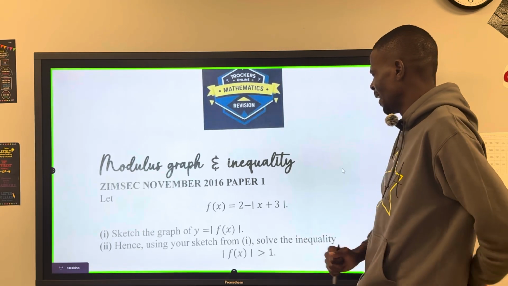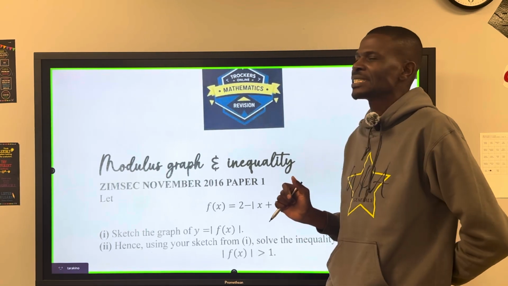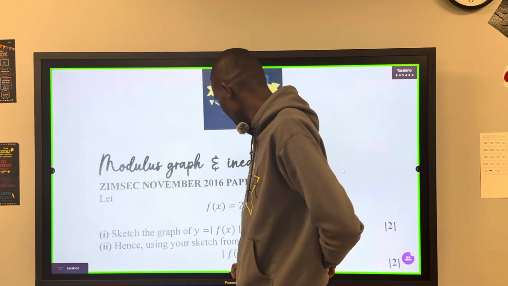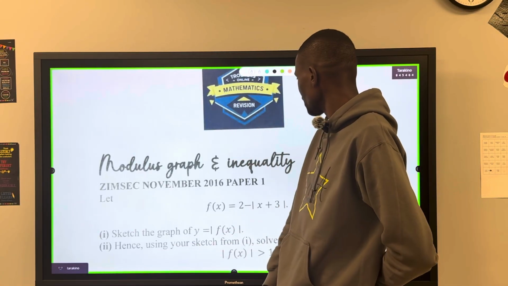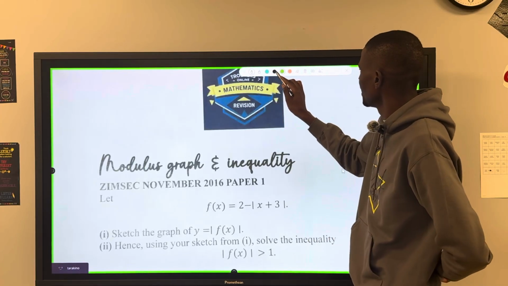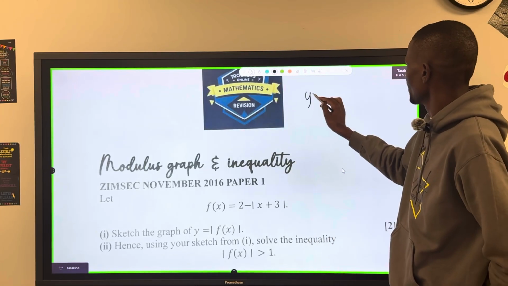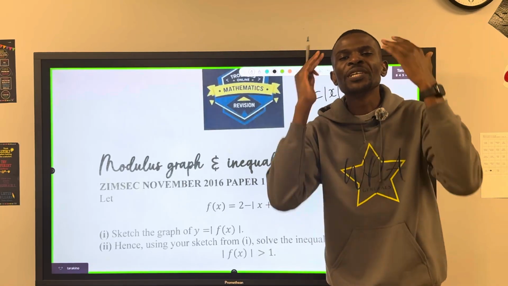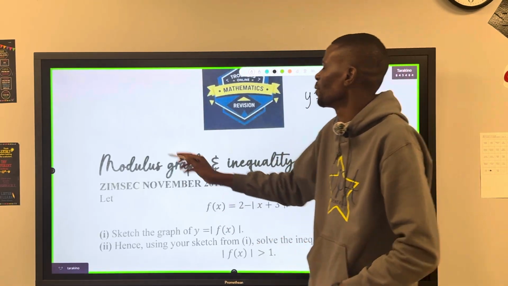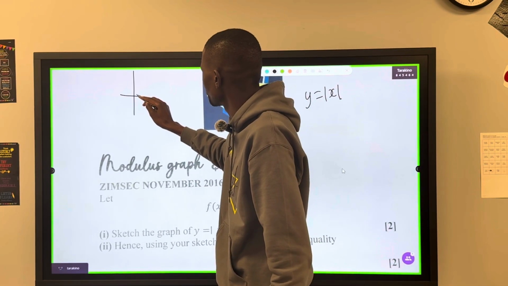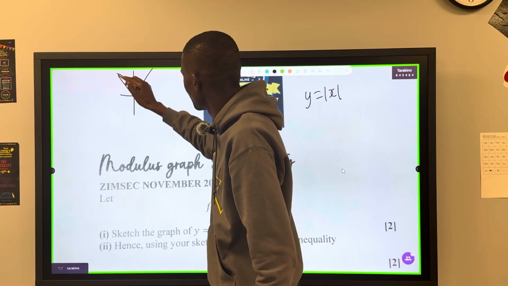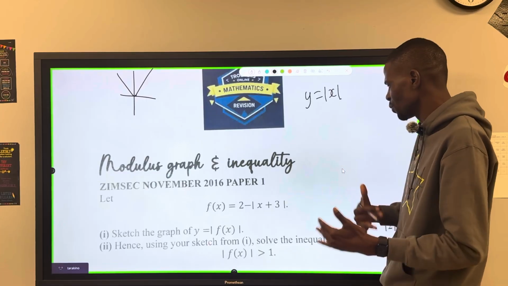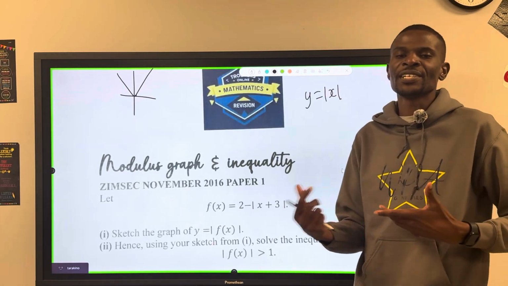So guys, one thing that we need to understand is to identify our parent function. The parent function here is y equal to modulus of x, or absolute of x. So you need to know the graph, right? We know that the graph of the parent function is V-shaped, with the vertex at the origin, so it is 0, 0. Once we do that, you can then perform the transformations.